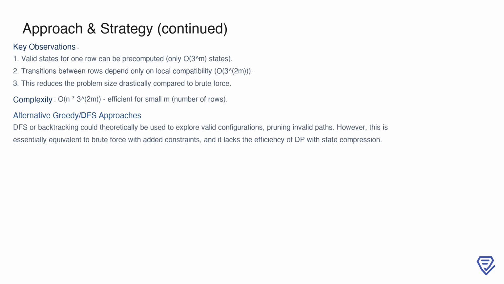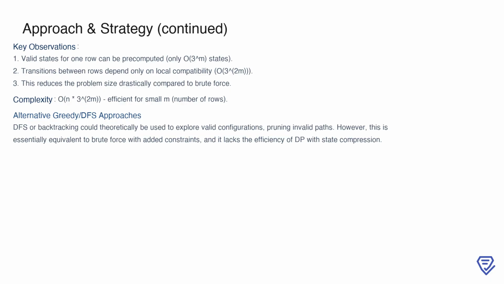Then, the transitions between rows depend only on the compatibility of their respective states, which involves 3^(2m) combinations. This means we can compute the number of valid configurations for the entire grid by iteratively transitioning between rows in a way that respects these constraints. This drastically reduces the problem size compared to brute force.